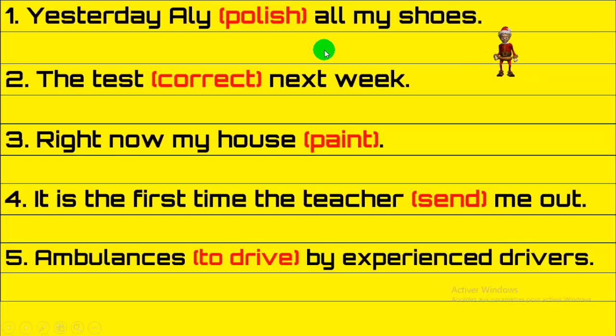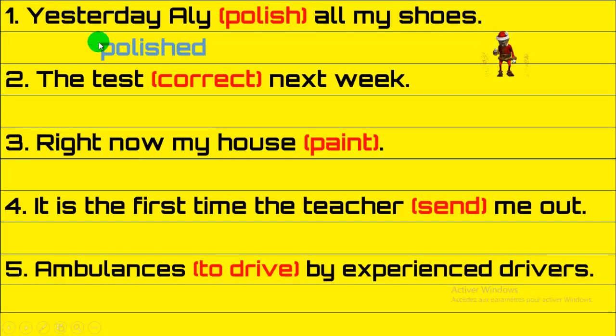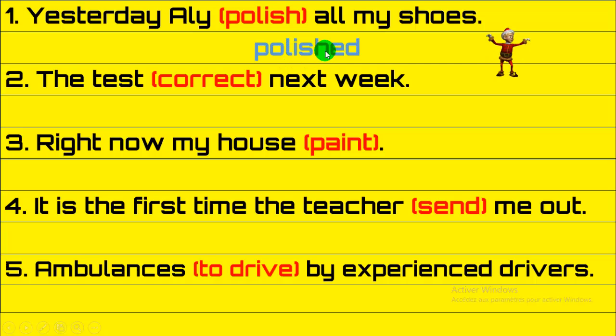La phrase, c'est la voix active. Donc, on n'a pas besoin de be ici. On va conjuguer directement le verbe polish. À quel temps? Yesterday. Donc, qu'est-ce qu'on aura ici? Yesterday, Ali polished all my shoes. Active voice.